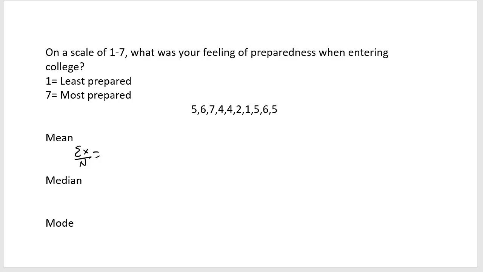So let's look at the number of the scores. 1, 2, 3, 4, 5, 6, 7, 8, 9, 10. So there are 10 scores, so I can just put that here. N equals 10. So the sum of those scores divided by 10. So we can just add it up.